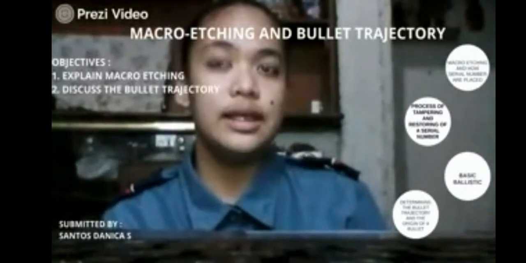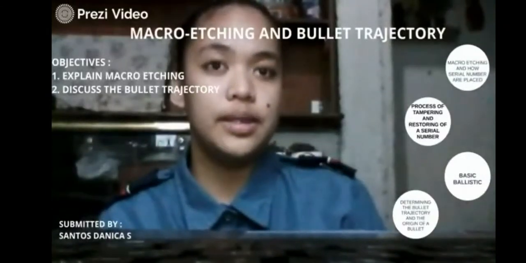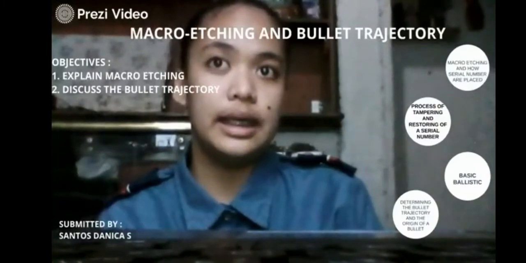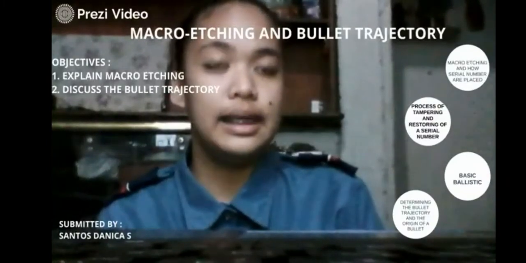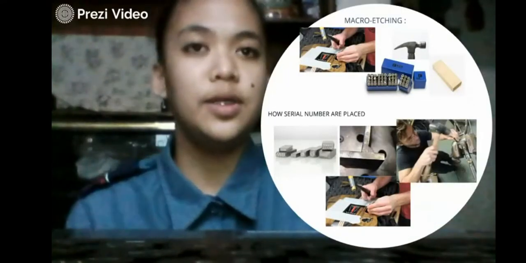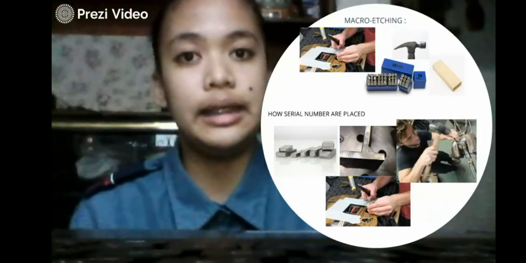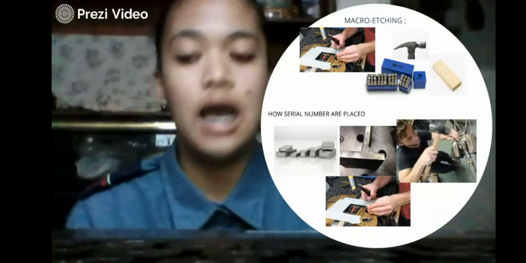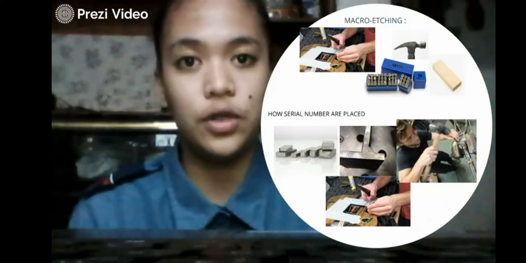So first is the objectives. The objective is to explain the macro etching and then discuss the bullet trajectory. So next is macro etching and how the serial numbers are placed. Okay. So first, ano ba yung macro etching? Macro etching is a procedure of revealing the large-scale structure of a metal.